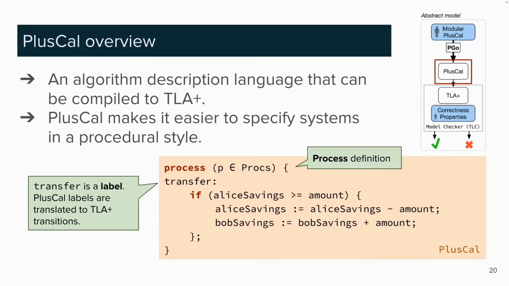Here we see the same bank transfer model, but here in PlusCal. A PlusCal model has some processes, and these processes are kind of similar to operating system processes, but they're sequential. Although different processes can run concurrently in PlusCal. Each process in PlusCal has some labels, and each label corresponds to a TLA Plus transition relation. So this transfer label here is the same as the transfer transition relation that we had in the TLA Plus slide.